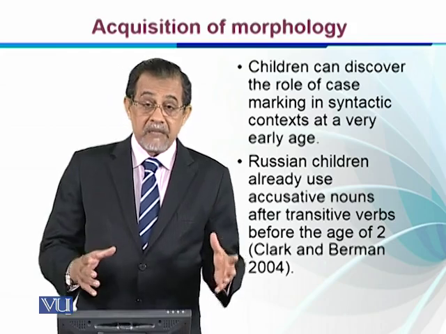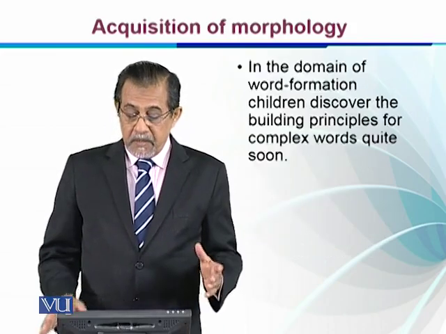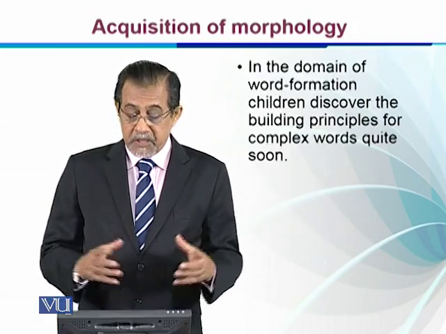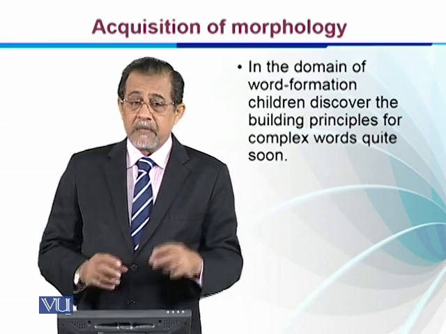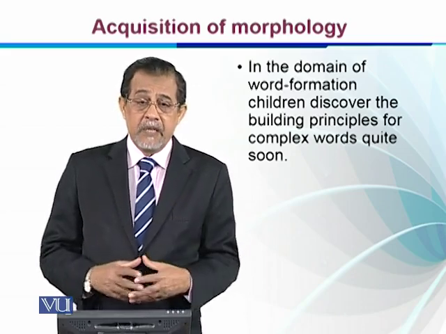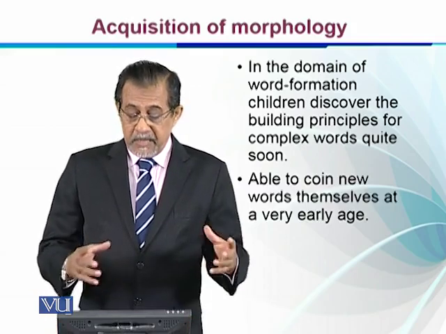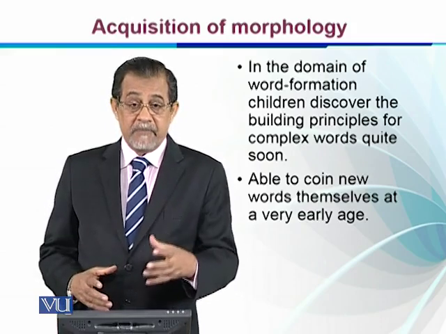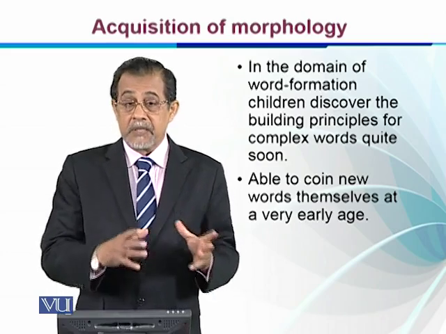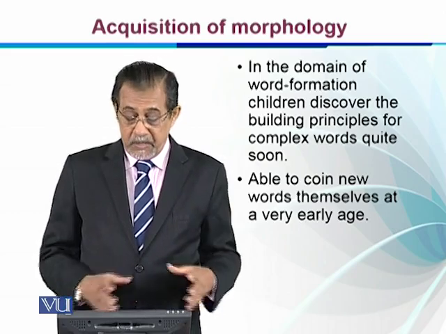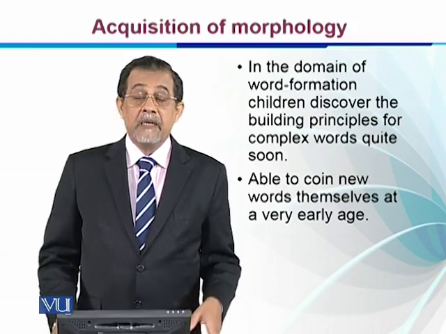Children can discover the rule of case marking in syntactic context at a very early age. Russian children at an age of 2 years can use even the accusative case correctly. In the domain of word formation, children discover the building principle of complex words quite soon. How we add different prefixes and different suffixes with the word. So the children learn it very quickly. The children are able to coin new words. We have seen that children coin new words. We have discussed it in derivational morphology, how they use one word in different contexts. So they are able to coin new words themselves at a very early age.